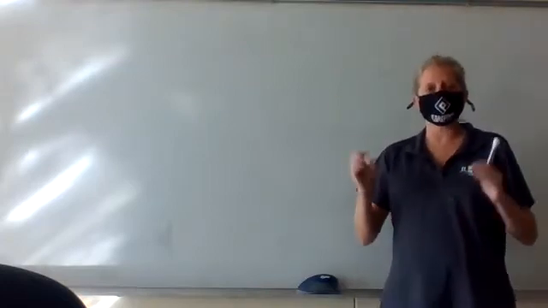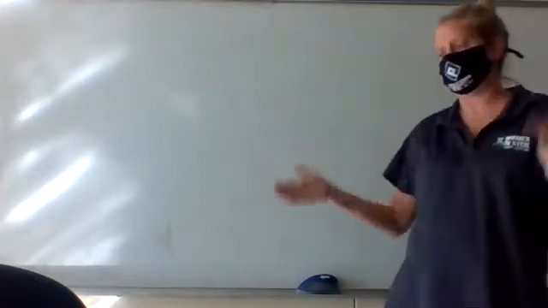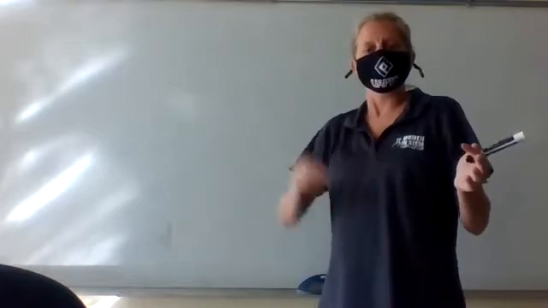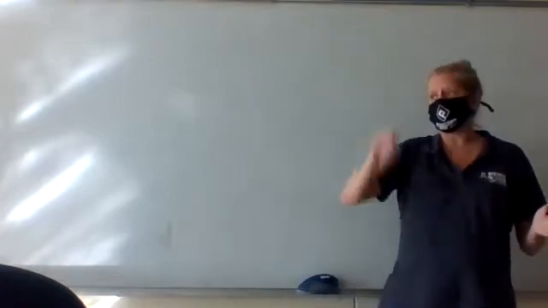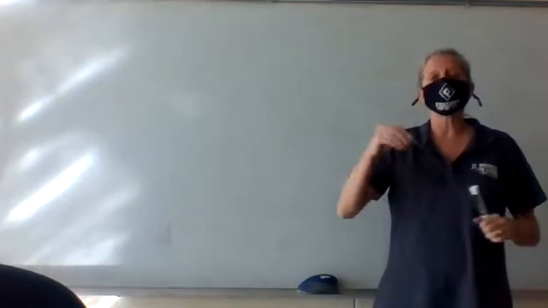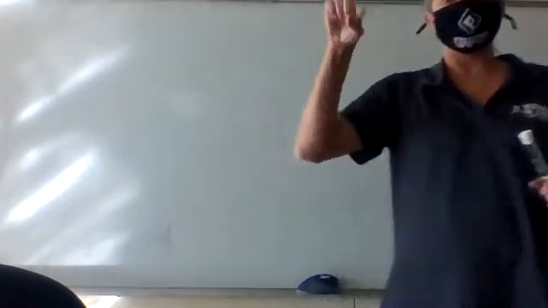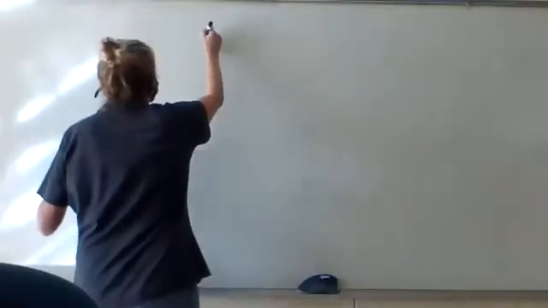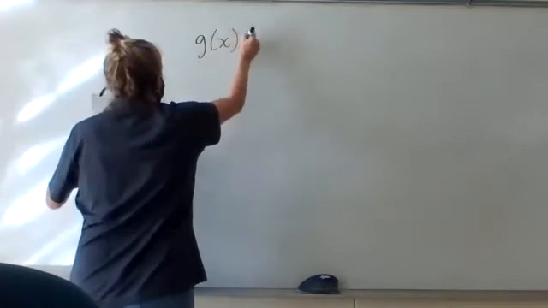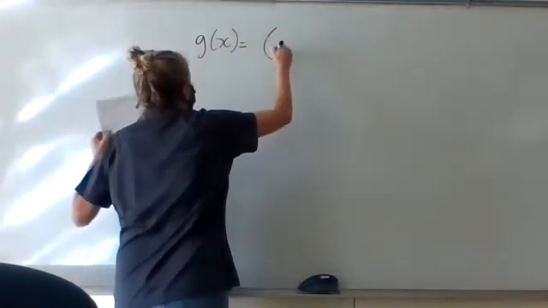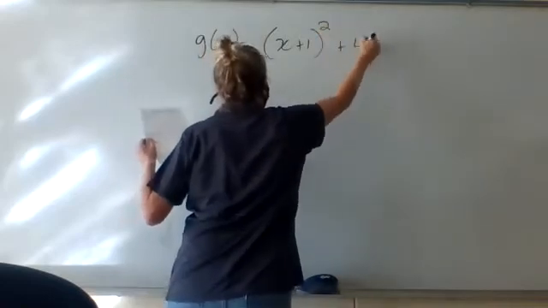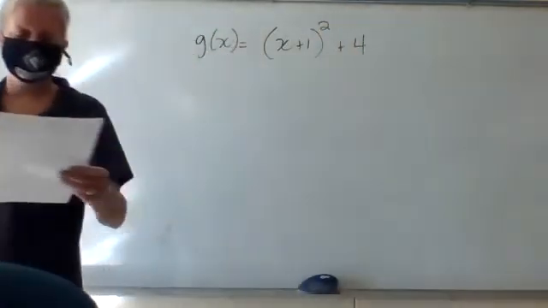The outside numbers, numbers that are outside of the parentheses or some kind of grouping symbol, shift it vertically up and down, and you go with the sign. So a plus moves you up, a minus moves you down. So let's talk about number 2. The function is g of x equals (x plus 1) squared plus 4.